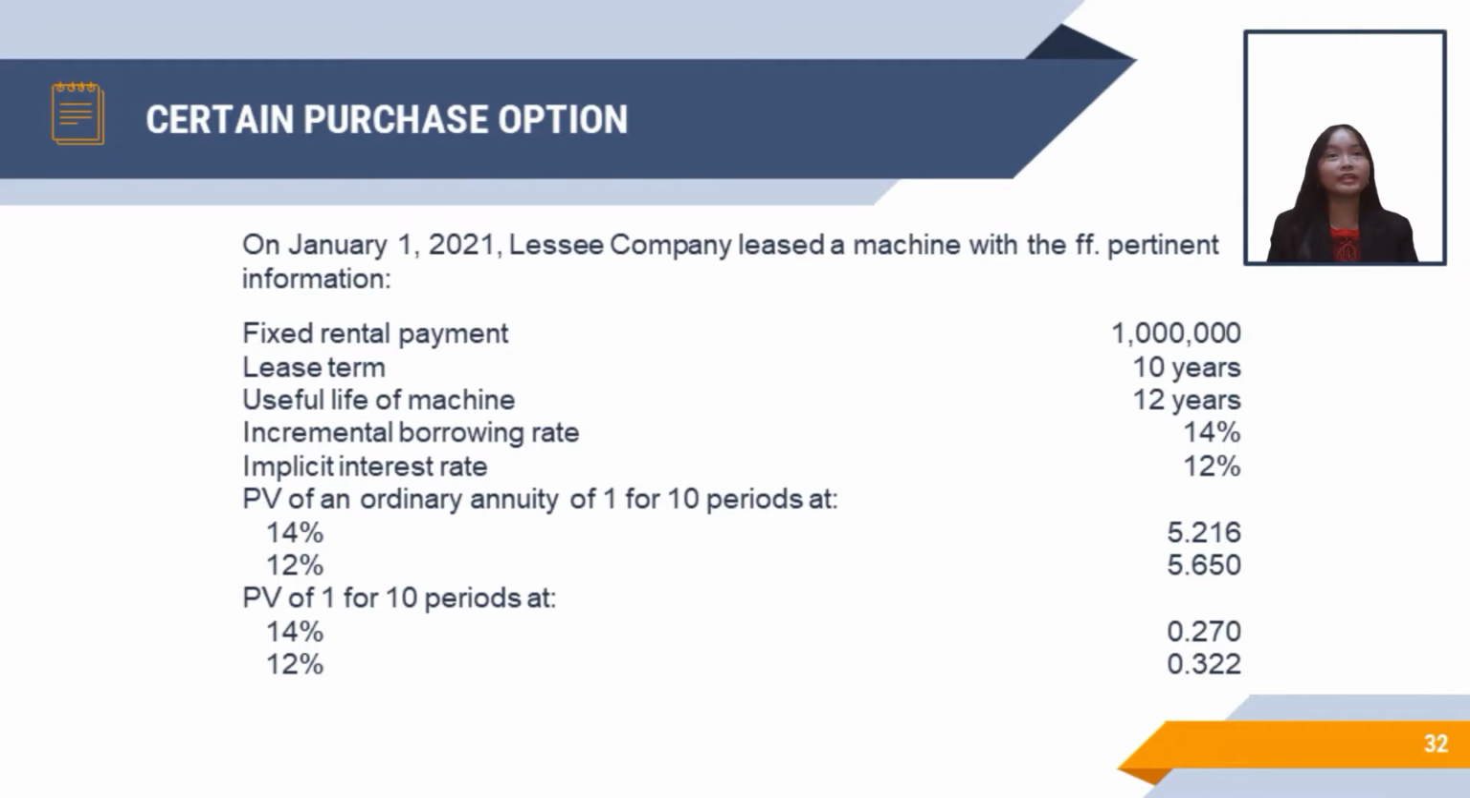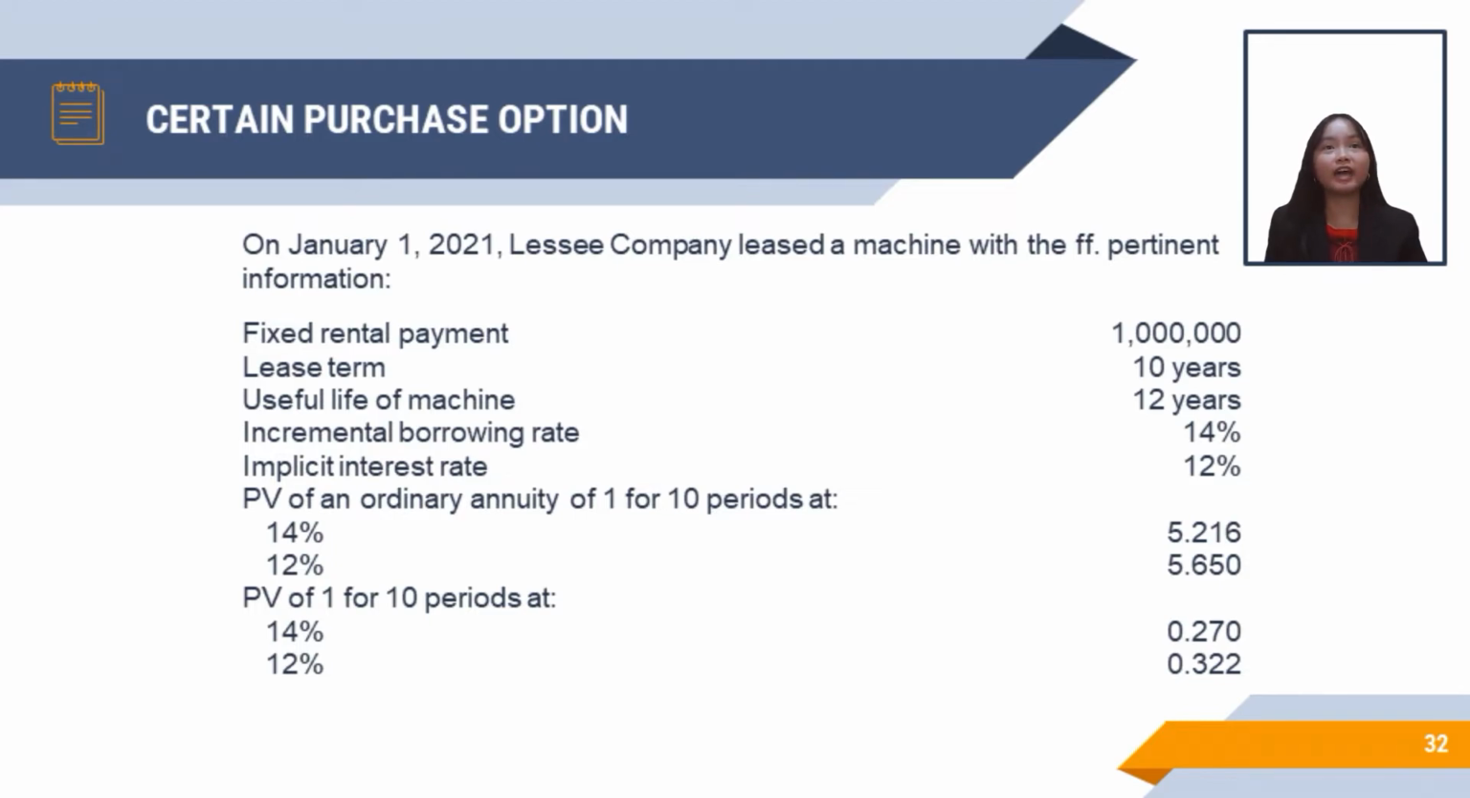Here's an example for a certain purchase option. On January 1, 2021, Lessee Company leased a machine with the following pertinent information. Fixed rental payment at the end of each year of 1 million pesos. Lease term of 10 years. Useful life of the machine is 12 years. Incremental borrowing rate is 14%. Implicit interest rate is 12%.